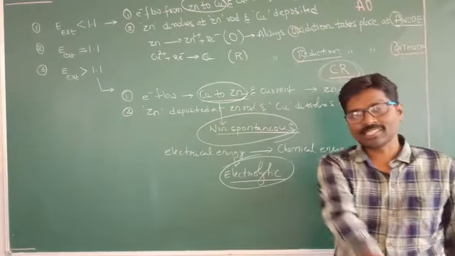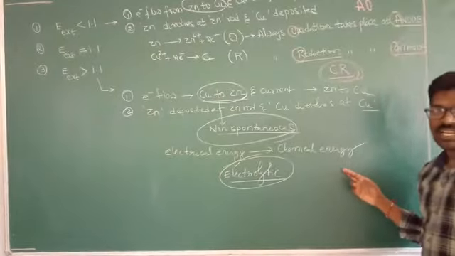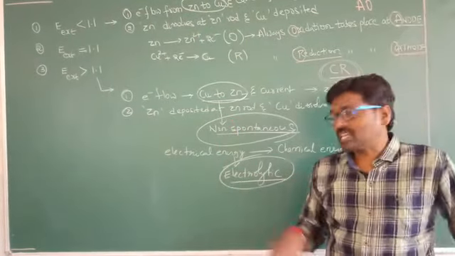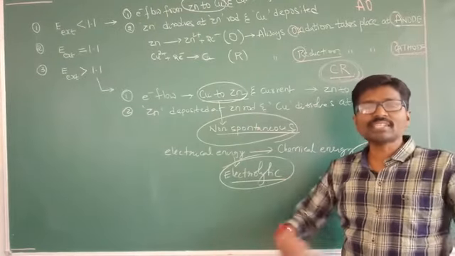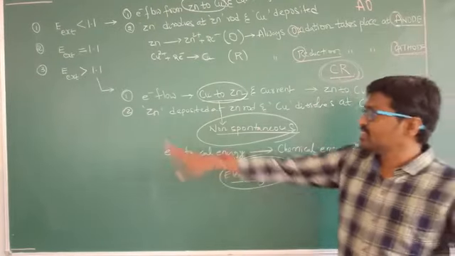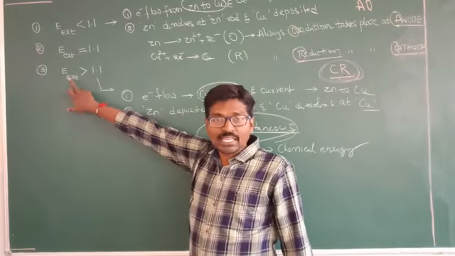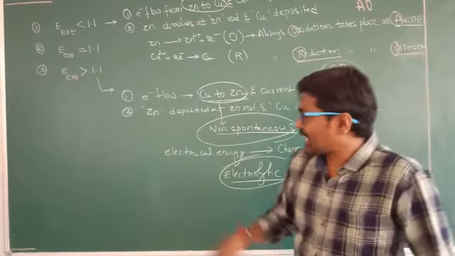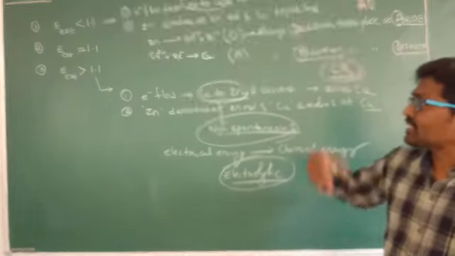What are electrolytic cells? We already know, electrical energy is converted into chemical energy. So that's why the galvanic cell acts as an electrolytic cell. Whenever the external potential that is applied is greater than 1.1, the galvanic cell acts as an electrolytic cell. Okay, right.